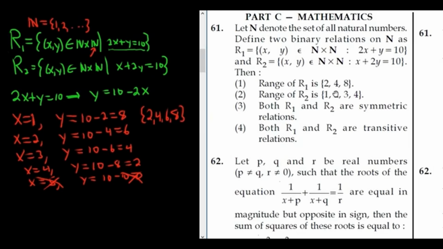And apparently here it says 2, 4, 8, so that's no good. So choice 1 is no good. This is the range of R1, but that's not the answer. Choice 1 is not the answer. Let's find the range of R2.